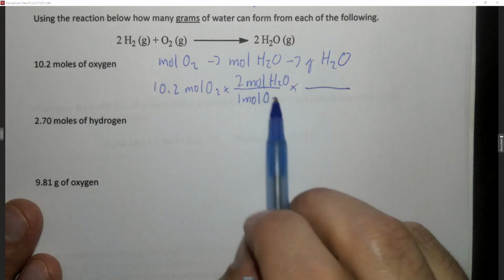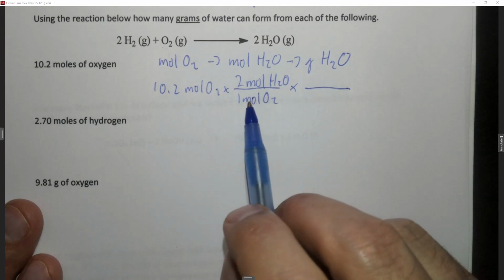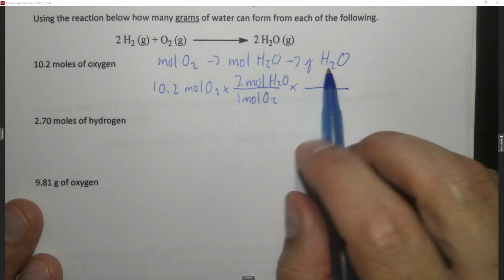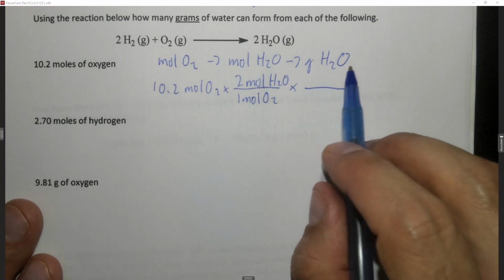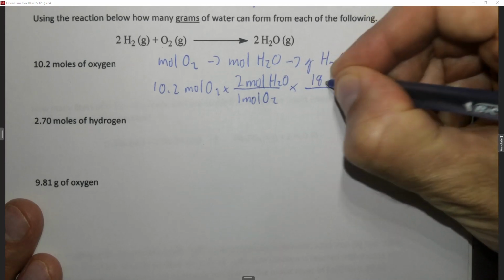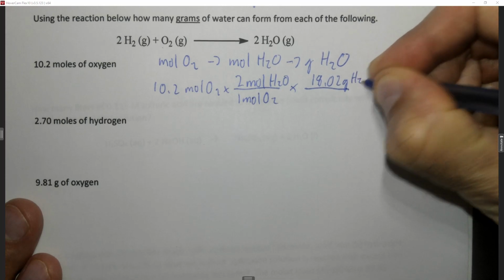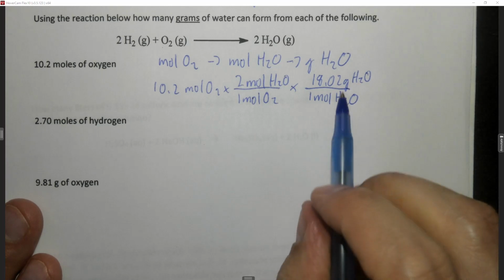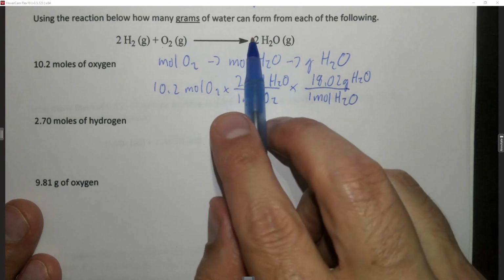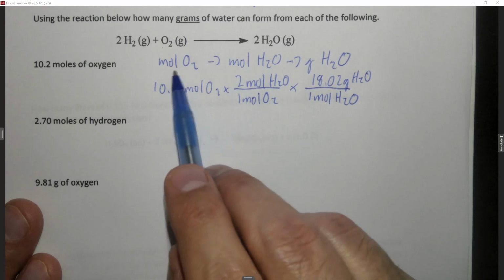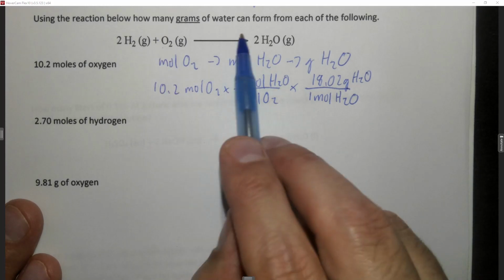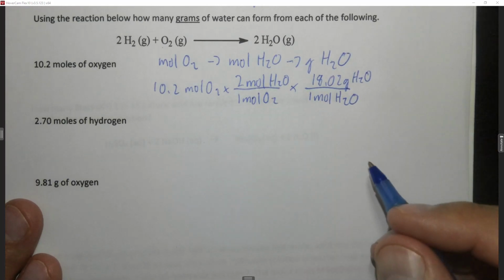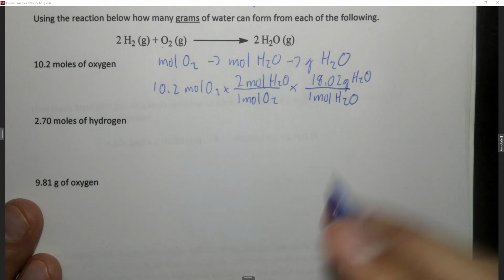Next, we want to convert from moles of water to grams of water. To convert from grams to moles, we use the molar mass because that's grams per mole. So 2 hydrogens is 1.01 times 2, or 2.02, plus 16, which gives us 18.02 grams of water is 1 mole of water. Note that molar masses are grams per 1 mole. It has nothing to do with the stoichiometric coefficient. You use the stoichiometric coefficients, the things in the front, when you're converting from moles to moles. You do not use them when you're converting from grams to moles. For grams to moles, it's always 1 mole on the bottom.